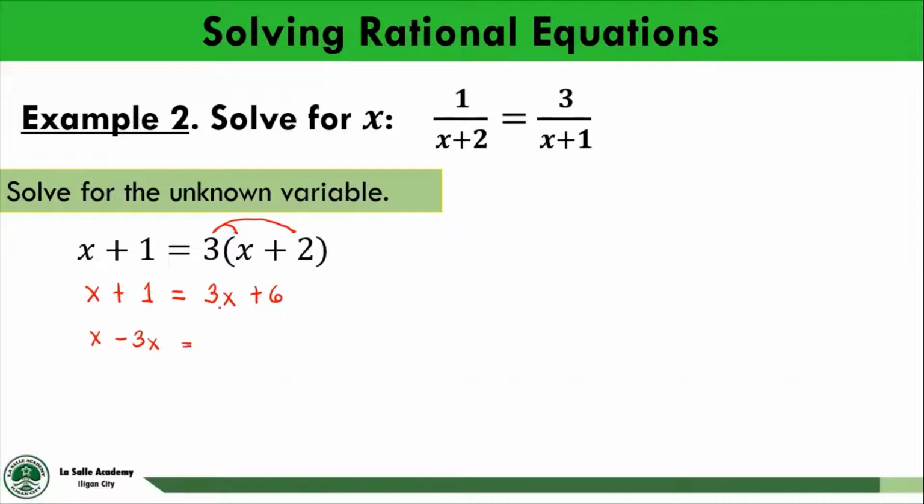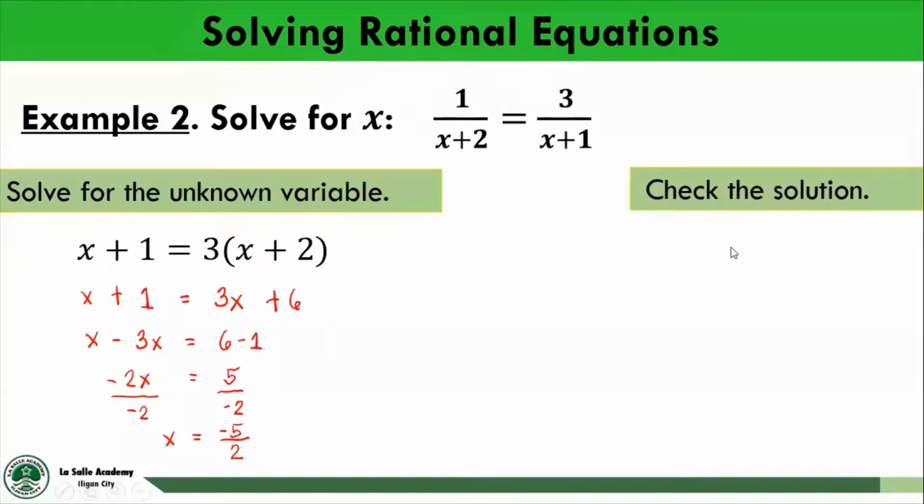So it changed the sign. We also have now 6, and then positive 1 becomes negative 1, when you transpose it. So x minus 3x, as we all know that the coefficient of this variable is 1. It's just hidden. So we have 1 minus 3, and that is negative 2. Copy the variable x, which is equal to 6 minus 1, which is 5. And then divide both sides by negative 2. So our value of x now is negative 5 halves.